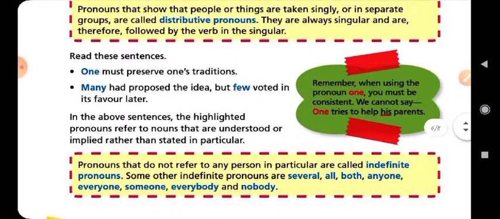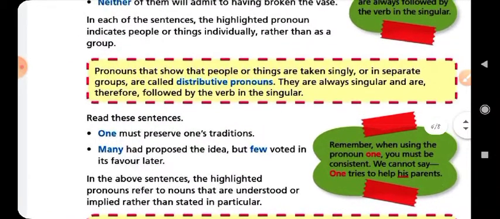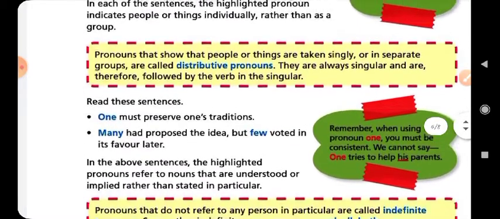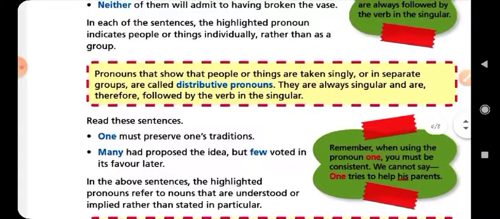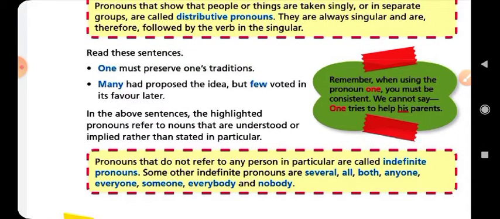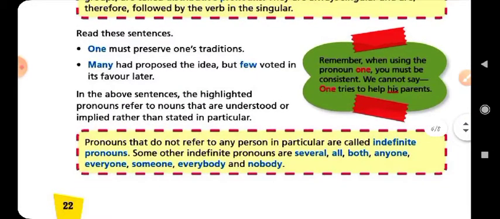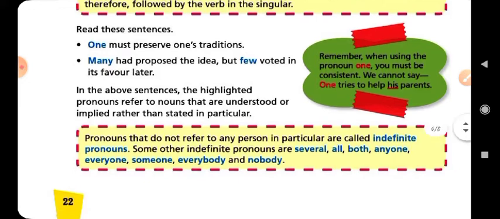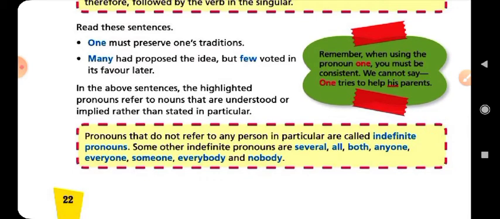Here are words like one must preserve. Now I tell you about the indefinite pronoun. Okay, next part is the indefinite pronoun. So first you read here the example of the indefinite pronoun, and first you should know that indefinite means something is not specific. Like, one must preserve one's traditions. Many had proposed the idea, but few voted in its favor later.